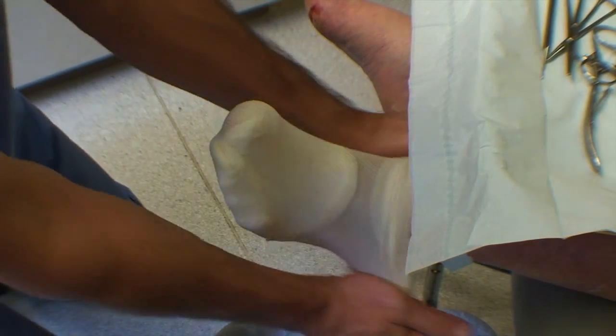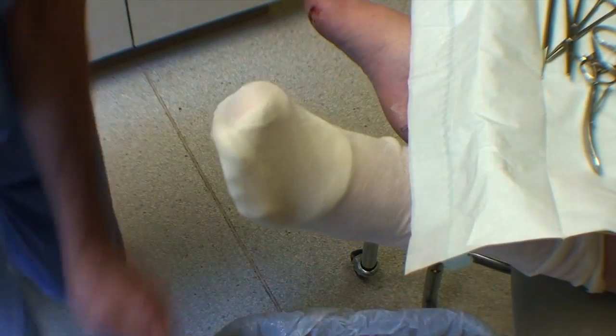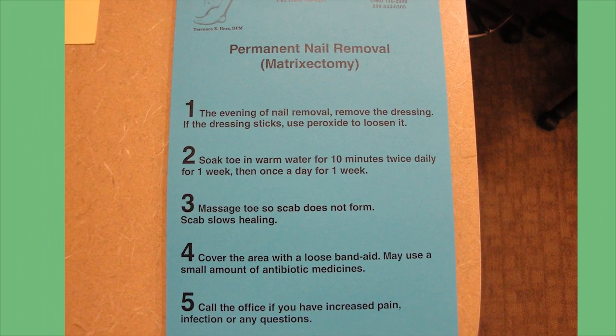You will need to instruct the patient how to take care of their surgical site at home. To do this, give them a permanent nail removal handout found in the second drawer of each room. This handout is good for an avulsion as well. You'll need to explain each point listed on the sheet. Remove the dressing that night, preferably before the toe is no longer numb. Soak the area in warm water for 10 minutes twice daily. They do not need Epsom salt or soap.